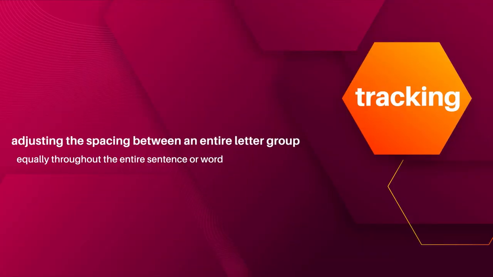So moving on to tracking, which is often confused with kerning. Tracking is the adjustment of spacing between an entire word, sentence, or paragraph as a whole. Equal adjustments will be made, and thus it's not a manual process as with kerning. You have less control over the spacing, and for this reason, it's often used for large blocks of text, such as in magazine articles.